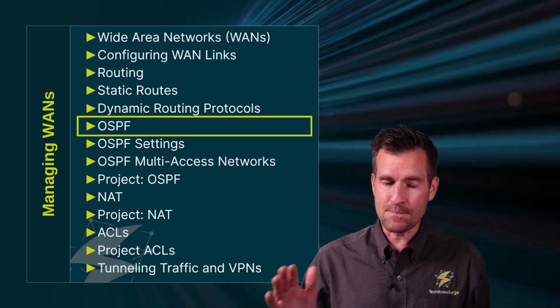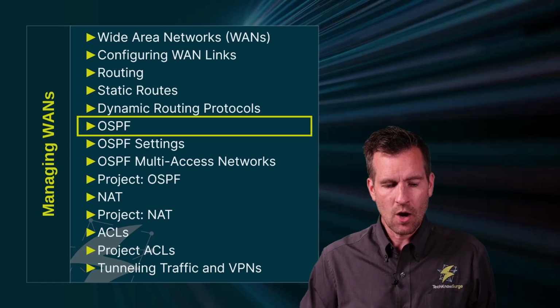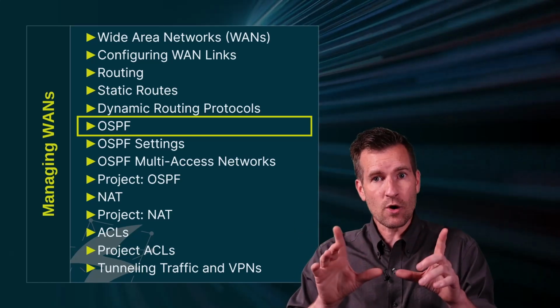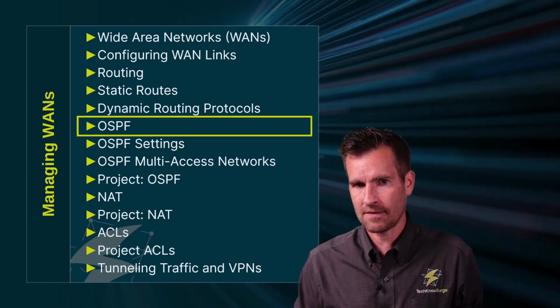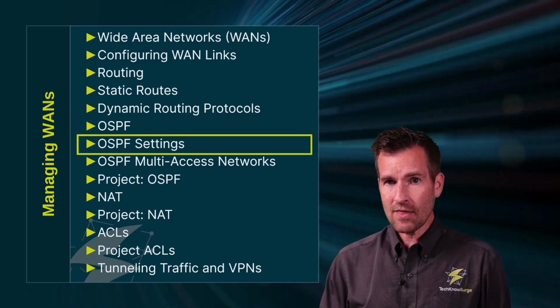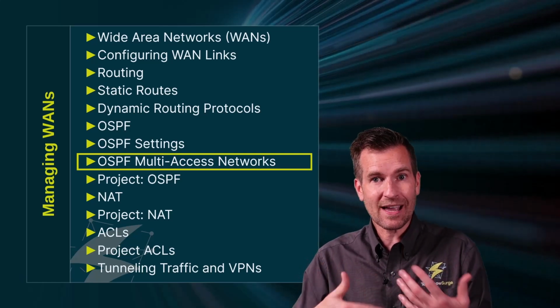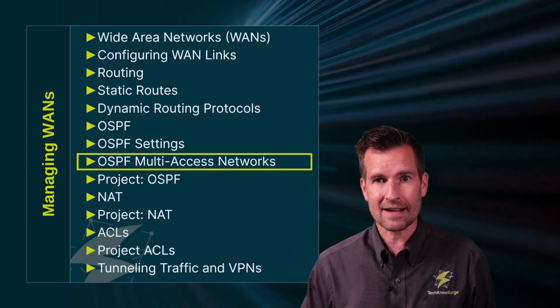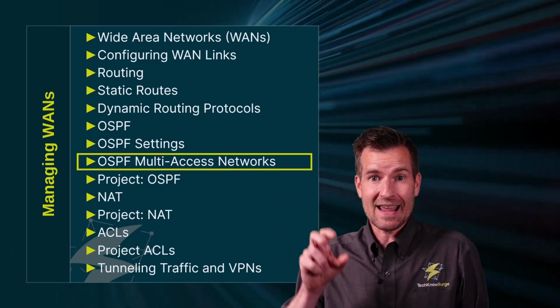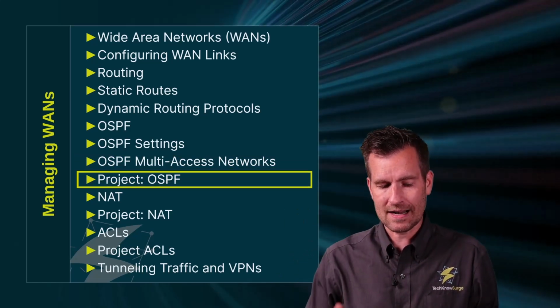Now, OSPF is a big topic, so we're going to break that down into a few different modules. We're going to start out by just looking at OSPF and how to configure OSPF. Then we're going to take a look at more advanced settings with OSPF. And then we'll take a look at OSPF in multi-access networks and some things that we've got to consider when we're dealing with multi-access networks. Then we're going to get into the implementation of OSPF within our network that we're going to set up.